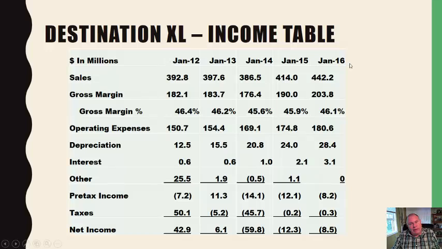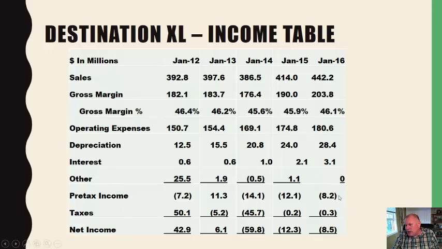I've shown it for 5 years, and if you notice, I go from right to left, with the farthest right being the most current date, and you'll see why I did that as we move forward. So we have the sales, we have gross margin, the dollar amount, and then we show it as a percent. This becomes very important, to look at the percentage of the gross margin. We have operating expenses, depreciation, interest, other, pre-tax income, taxes, and net income.